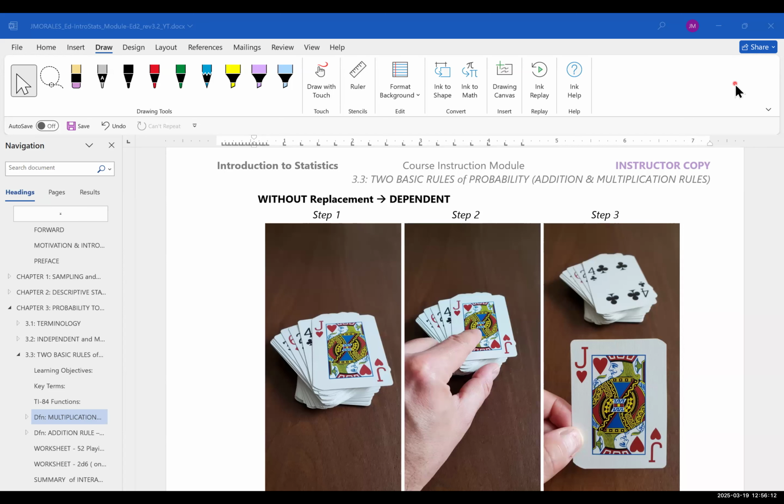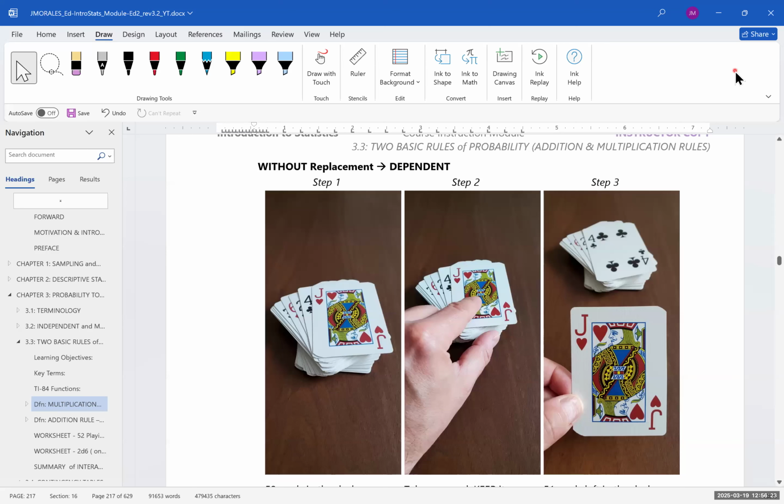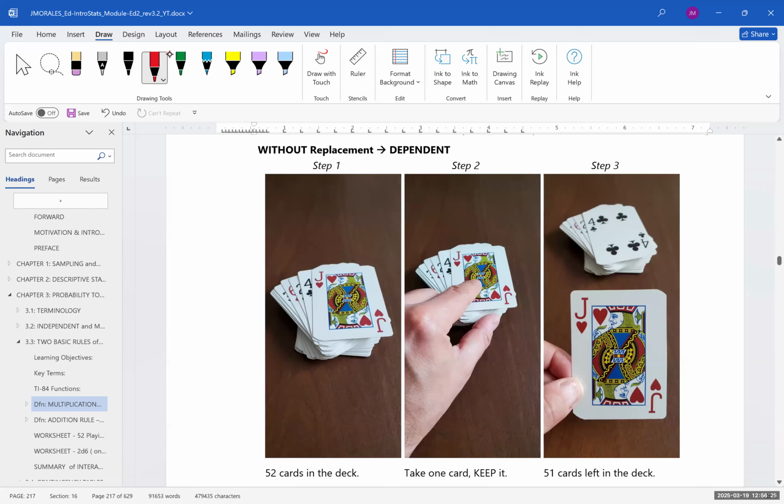All right, we're going to look at calculating the probability of events without replacement occurring between the two events. Without replacement would look a lot like taking a deck of 52 cards, taking one card and keeping it, and then you've got 51 cards left in the deck. So what you'll notice is that the sample space has changed, right?